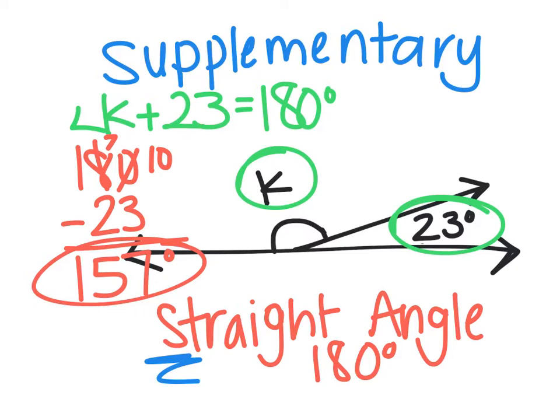Okay, so 157 plus 23 would equal 180. So angle K equals 157 degrees. Can't forget to label that. So these two are supplementary because if we add up 157 degrees and 23 degrees, it equals 180 degrees, which is also equal to a straight angle.